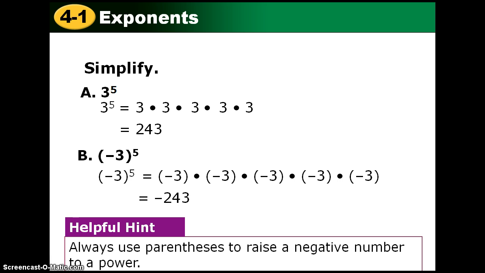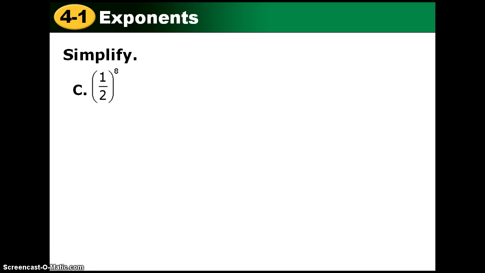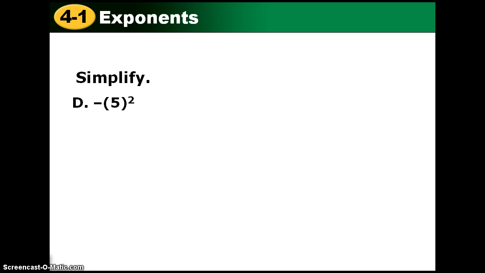Always use parentheses to raise a negative number to a power. What happens if the negative is on the outside? This represents 5 to the 2nd power times negative 1. Because 5 is the only thing with the exponent, it would be 5 times 5, and the negative just goes in front of one of the numbers. So 5 times 5 is 25, times the negative 1 would be negative 25.